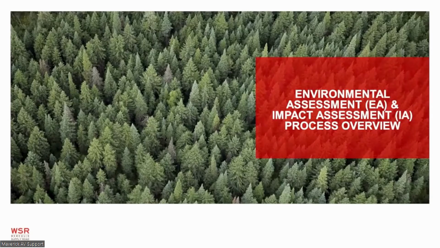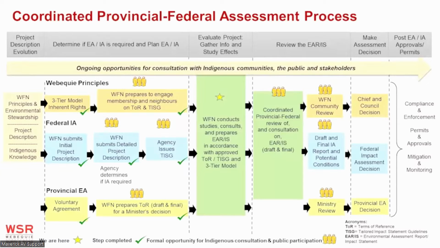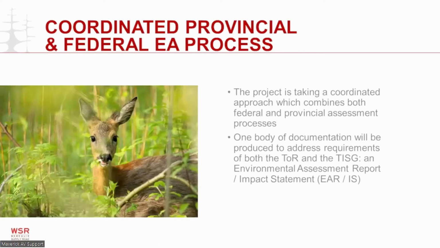Now we are going to talk about the environmental and impact assessment processes. There are 2 environmental assessments actually going on. There's an Ontario or provincial one and a Canada or federal one. Webequie is also doing their own internal assessment of the project. At the end, one report is created for review by Ontario and Canada. There is coordination between the federal and provincial EA processes at different points in the process.